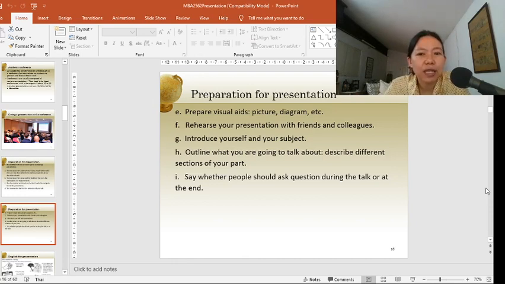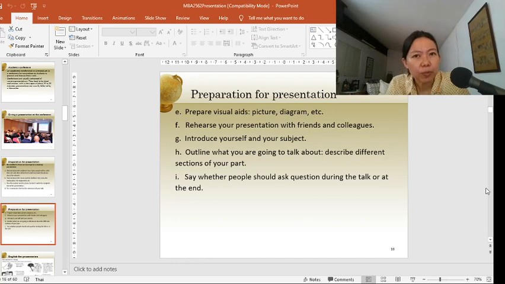Next, introduce yourself and your subject. At the beginning of your presentation, don't forget to introduce yourself and your subject. Why? Because at an academic conference, many presentations happen at the same time. There will be many rooms and many speakers. So introduce yourself and your subject so that people who come to listen to you know that they are at the right place. Next, outline what you are going to talk about.